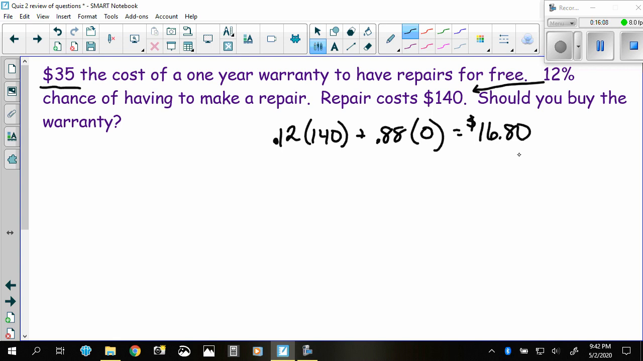So more than likely, you're not going to need the $35 warranty because you're probably not going to have to pay for repairs on your TV. Some people don't want to risk it, so they pay it. But mathematically, this does not make sense. The cost of the warranty is more than the expected value of what you would get on the repairs. So $16.80 is less than $35, so we would not want to pay for the warranty.